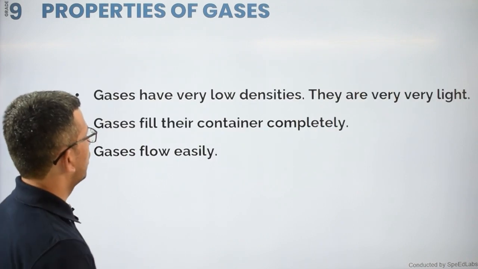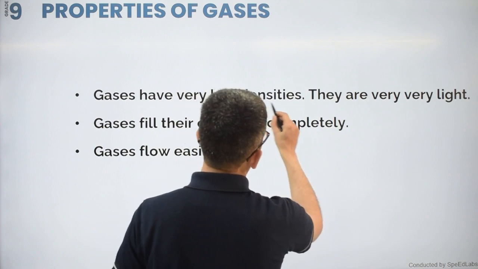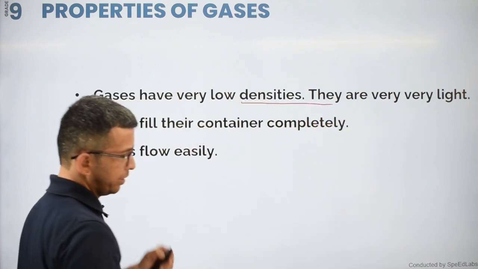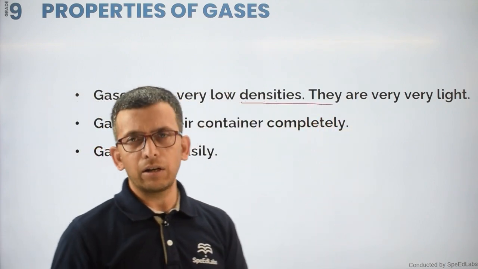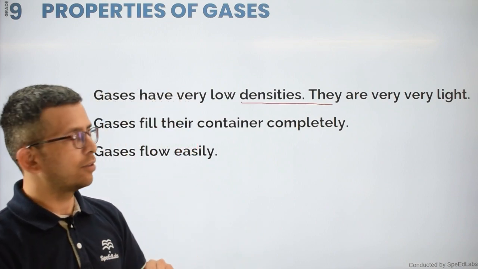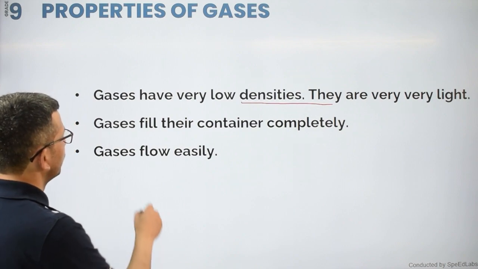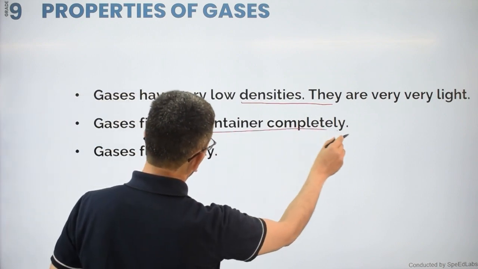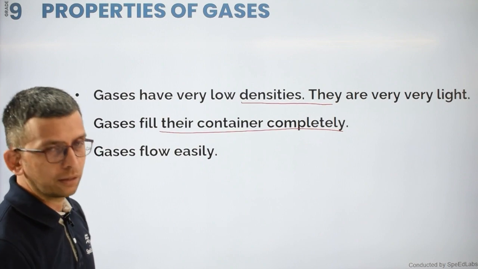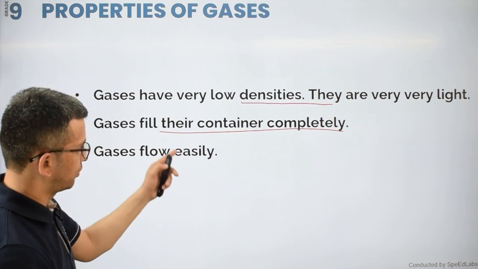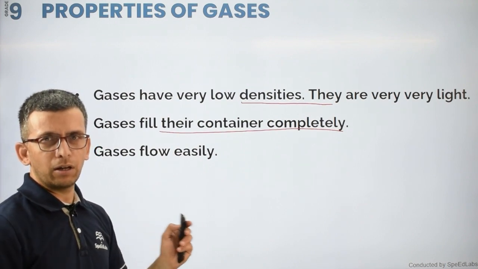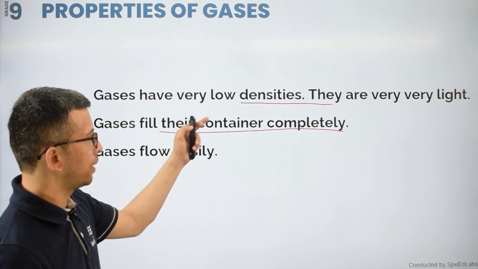Now gases have very low densities, because if I am talking about a unit area, in that unit area the number of molecules is very less. That's the reason they have low densities, and that's the reason they are very light also. Gases fill their containers completely. This is another important aspect of gases. For example, if I fill gas in any container, it is going to occupy the entire space there.